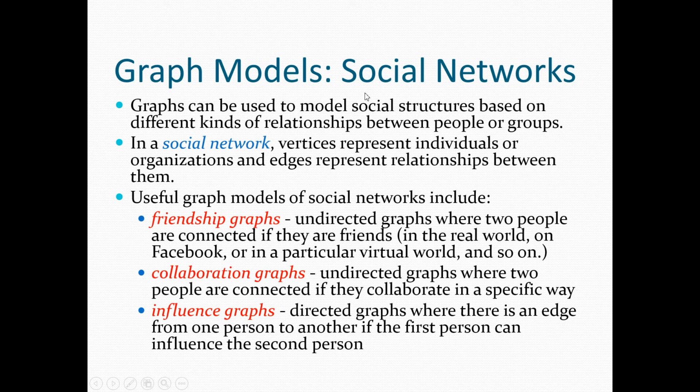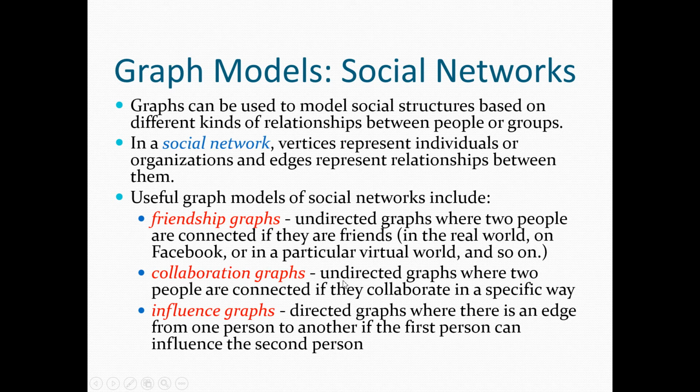Okay, graph models of social networks. Graphs can be used to model social structures based on different kinds of relationships between people or groups. In a social network, vertices represent individuals or organizations and edges represent relationships between them. Useful graph models of social networks include friendship graphs, undirected graphs where two people are connected if they are friends. In the real world, on Facebook or in a particular virtual world, wherever they are friends, they can be connected by the graph.